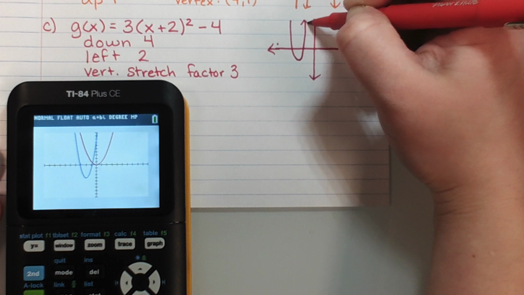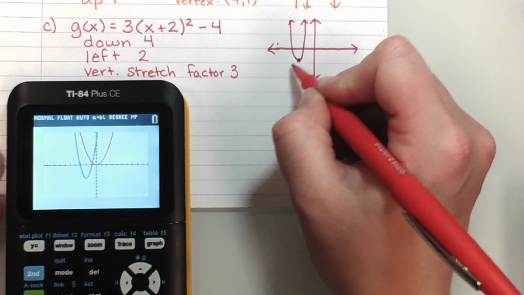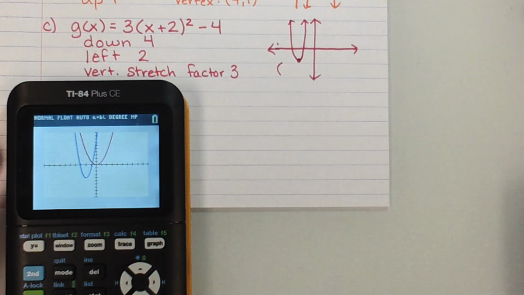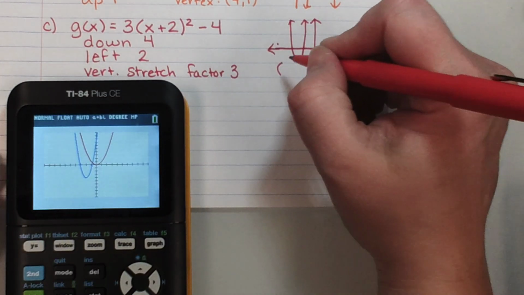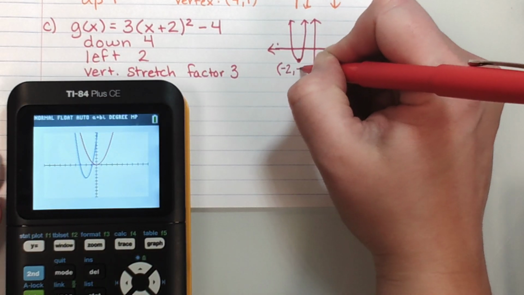Skinny, it's over here. It's the location of my vertex. (-2, -4).